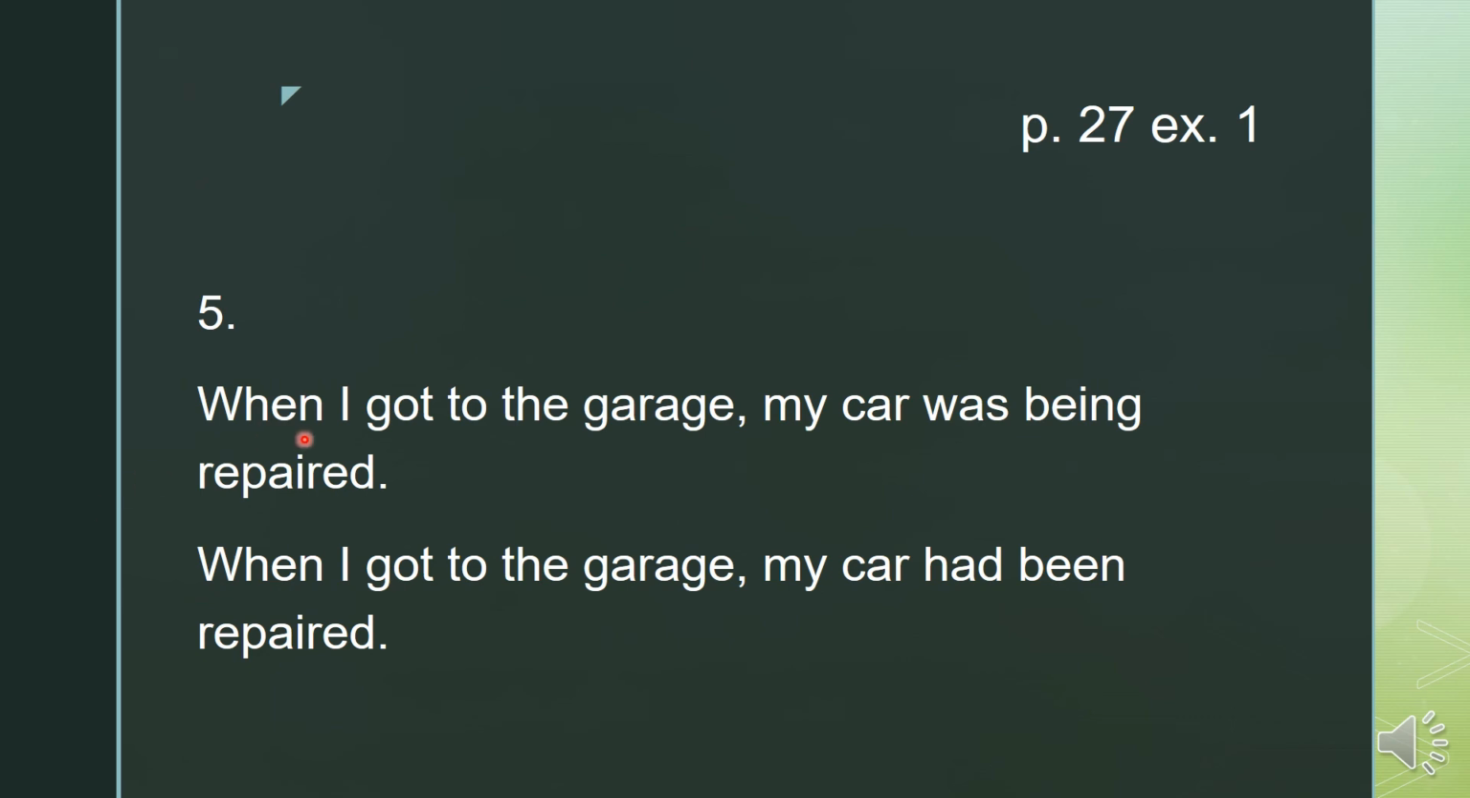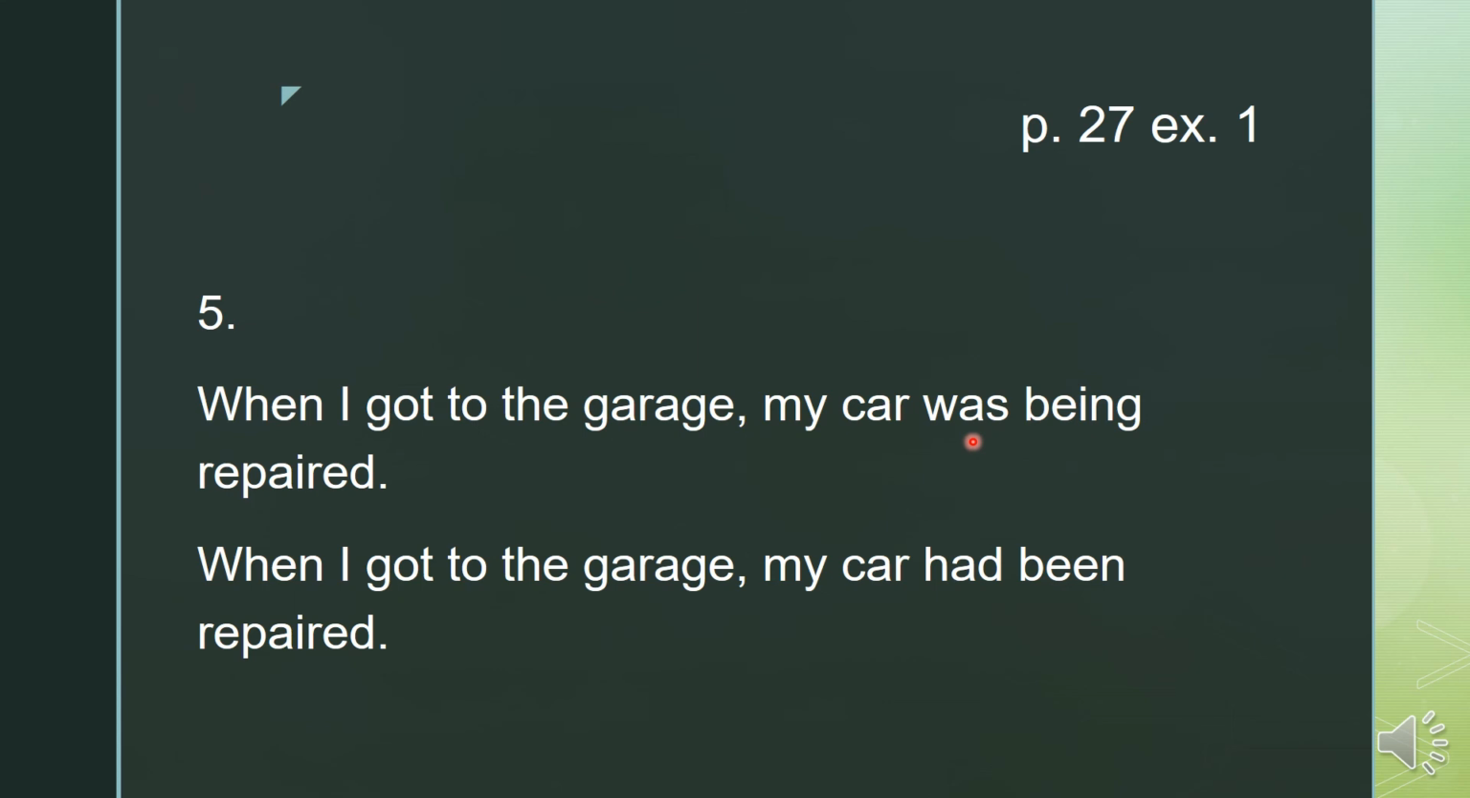So, the last example. When I got to the garage, my car was being repaired, right? So the idea is, I had problems with my car, so I took it to the garage. I took it to a mechanic, right? A mechanic works at a garage. And so I came back in the late afternoon for my car, and it wasn't ready yet. Maybe they said, okay, your car will be ready in 30 minutes, but please sit down. Sometimes you can wait there. Or maybe they said, I'm sorry, your car is not ready, but come back tomorrow. It was being repaired.